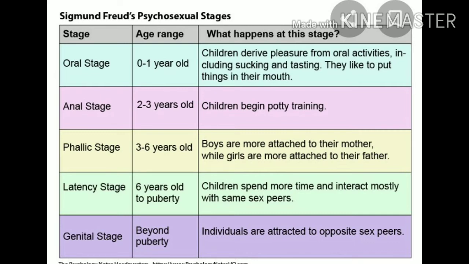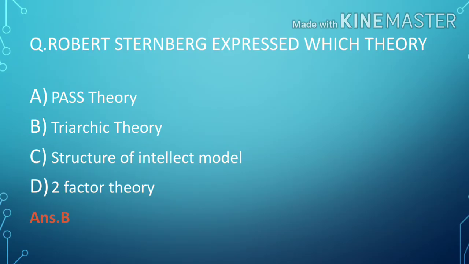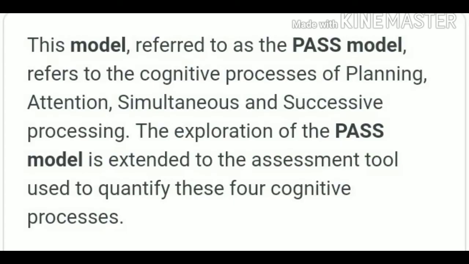So moving to the next question. The next question is, Robert Sternberg expressed which theory? Options are PASS theory, triarchic theory, structure of intellect model, two-factor theory. Here the answer is option B, that is triarchic theory. Let's check these 4 options, that is PASS theory, triarchic theory, structure of intellect model and two-factor theory.